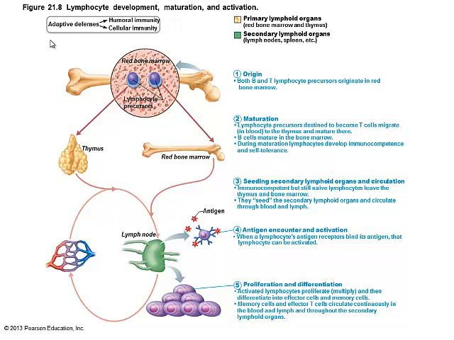Also, when antigens are encountered by these cells, they become activated. Then they're going to proliferate and differentiate. So that's also included in this diagram as well. Any questions on that? No? Good. All right.